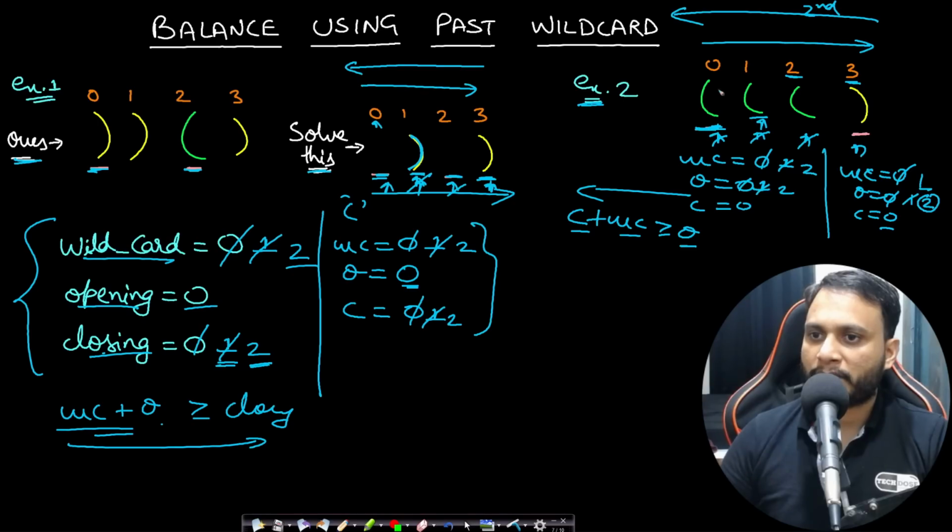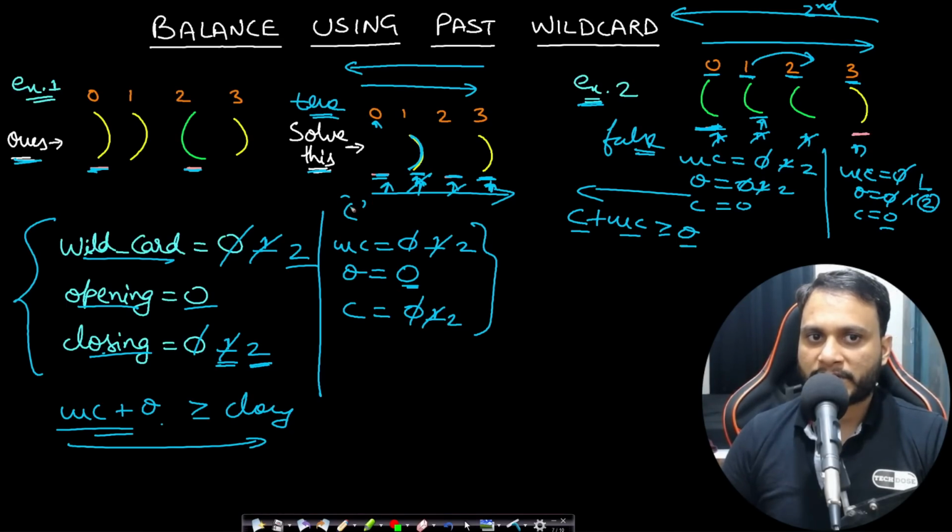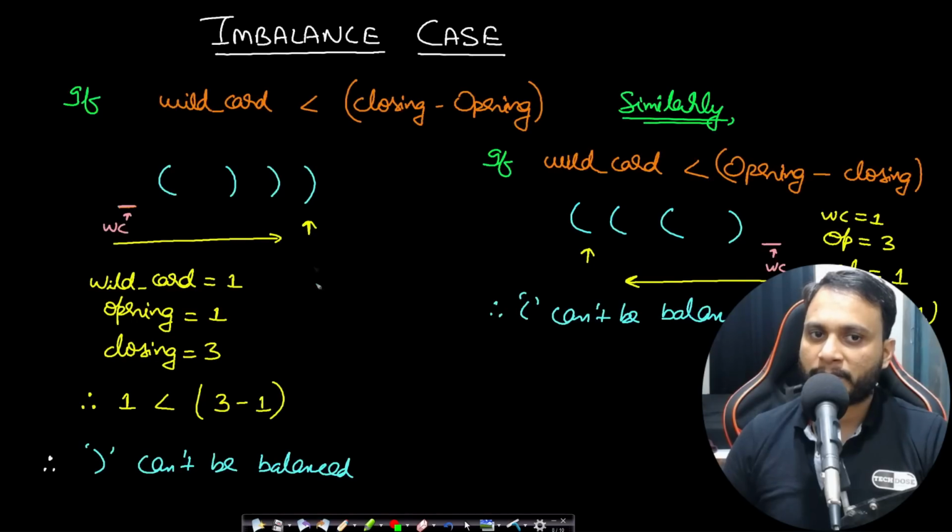So even though there is a wildcard at index 0, it is of no significance because the wildcard was needed to the right hand side of 1, because at 1 we have an opening bracket. So we have to return false in this case, and for the first case we had to return true. I hope you have got some idea about how to balance using the wildcard.